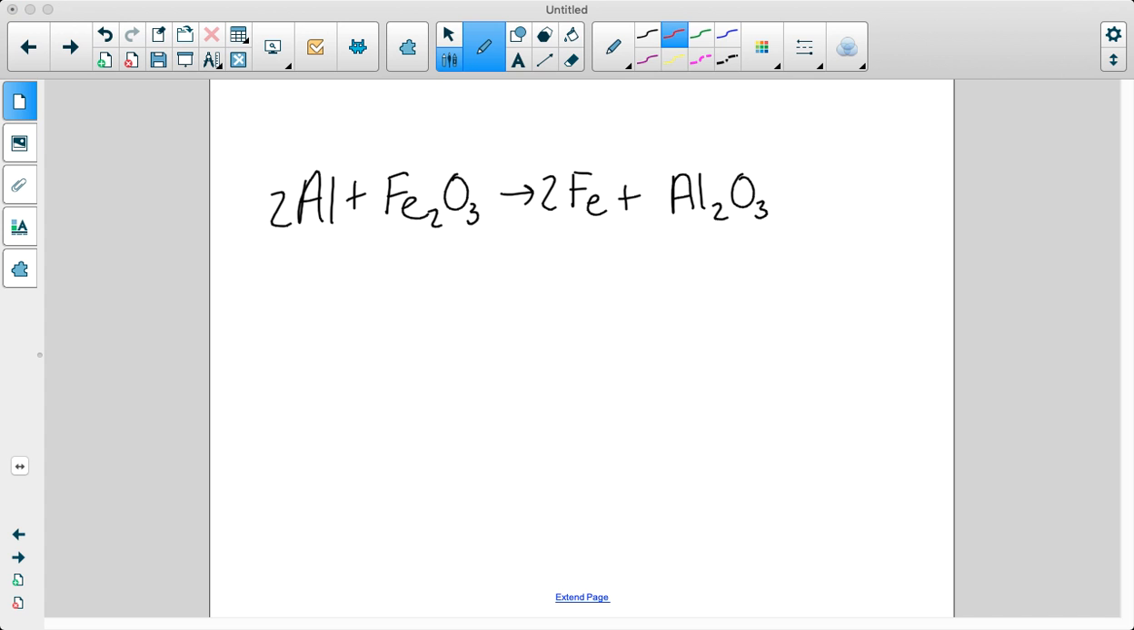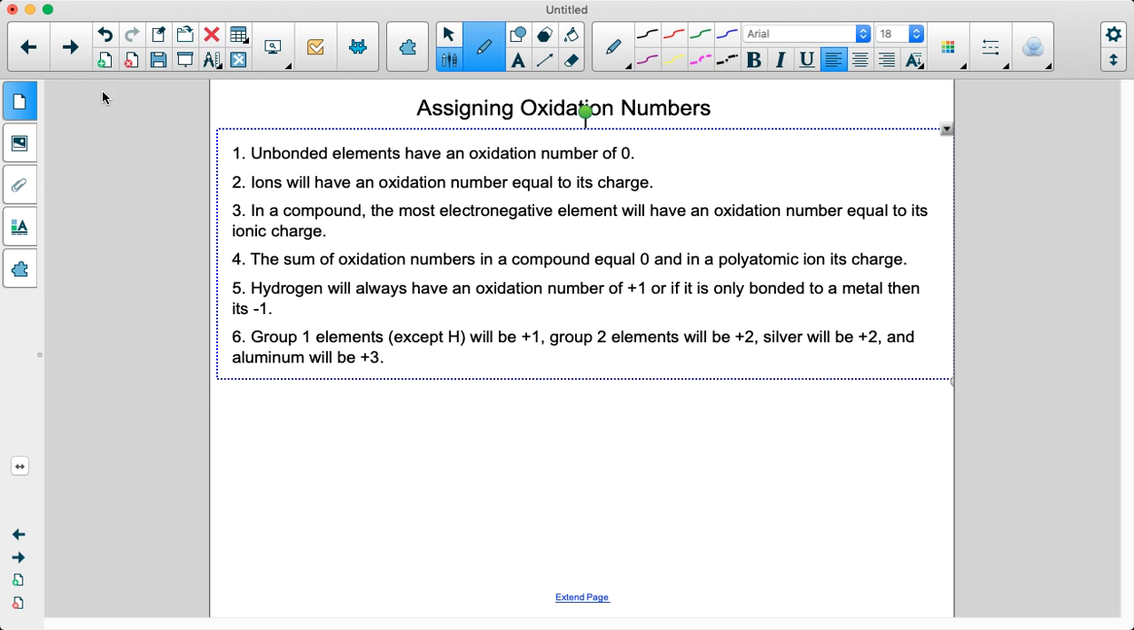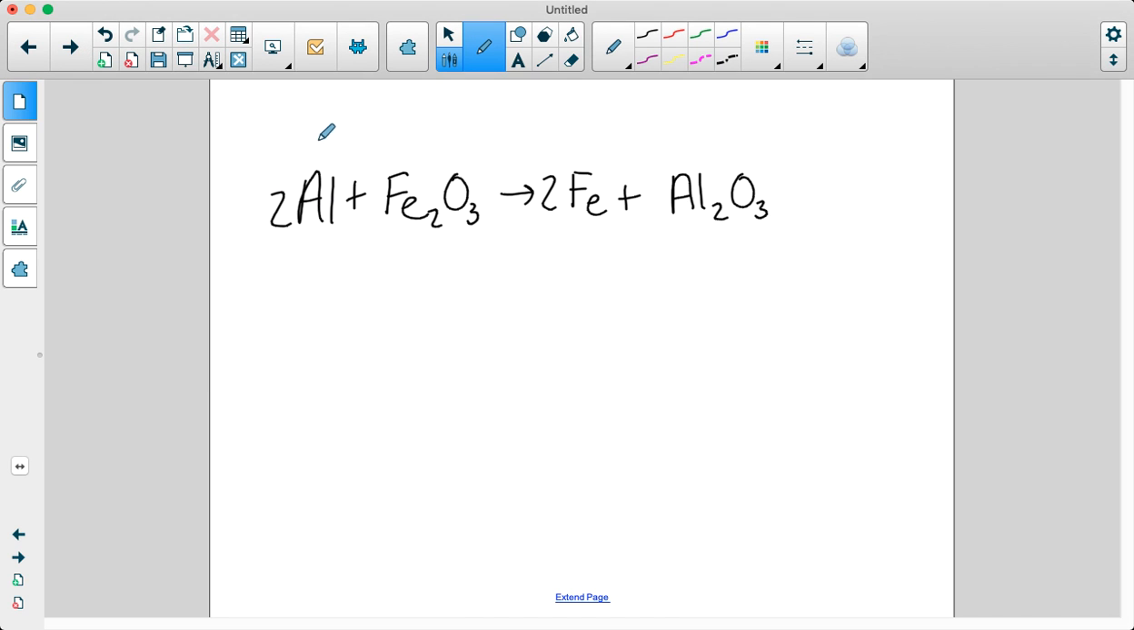All right, so the first thing we're going to do, we're going to go through and assign the oxidation numbers. I'll go back and reference the rules I'm using. The first thing we have here is aluminum. It's all by itself. It's unbonded. So if you look back, that's rule number 1. Unbonded elements have an oxidation number of 0. So we assign that 0.